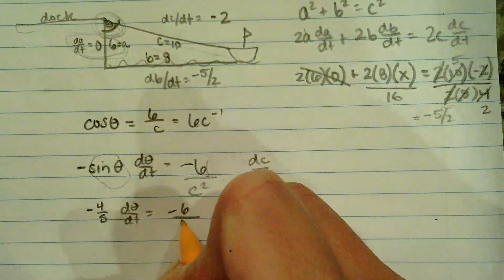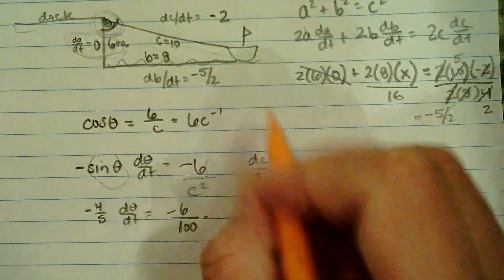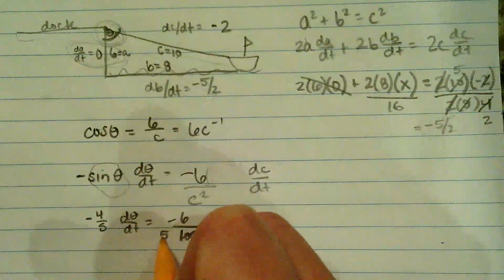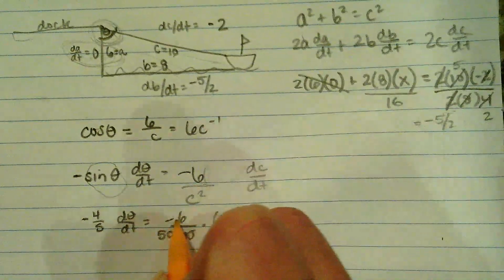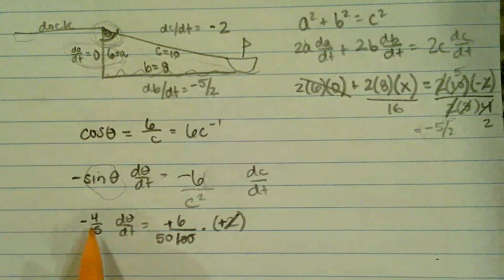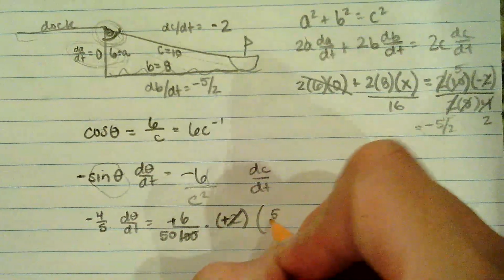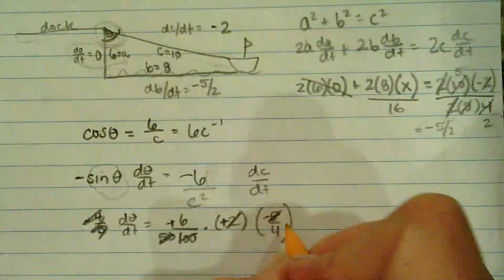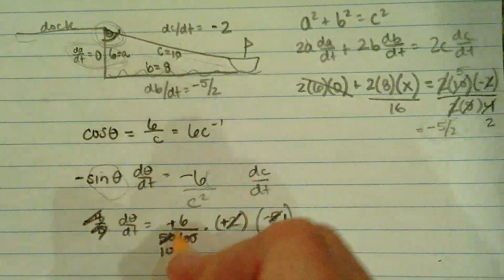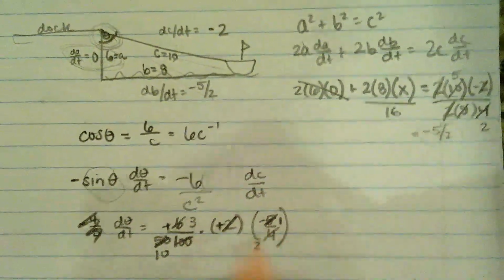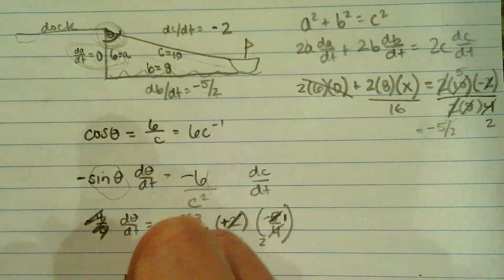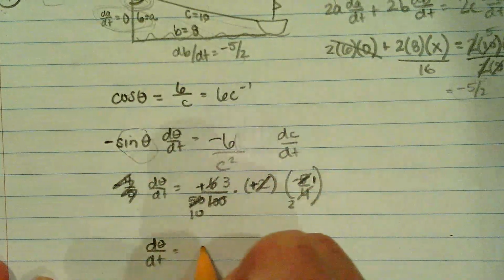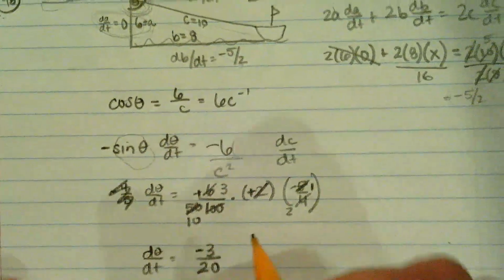Negative 6 over 10 squared, which is 100, times dc dt, which at the moment is negative 2. So that's going to change that to 50. Get rid of the negatives, double negative will be positive, and then multiply both sides by negative 5/4 to get rid of that. The 5 and the 50 will become 1 and 10. The 6 and a 4 will be 3 and 2. And then d theta dt is, we have a negative sign, so negative 3 over 20.